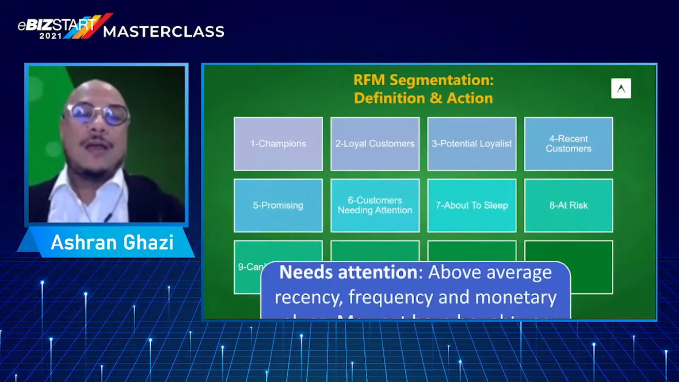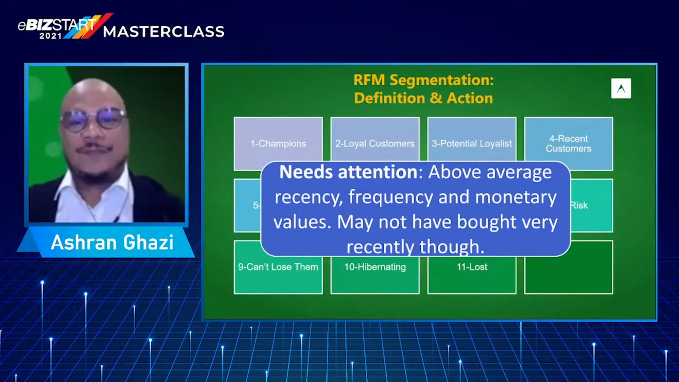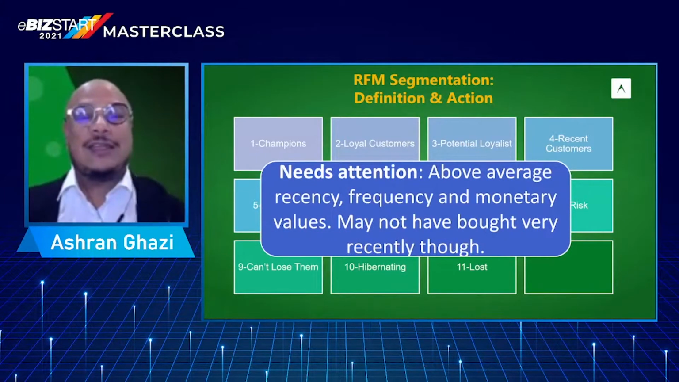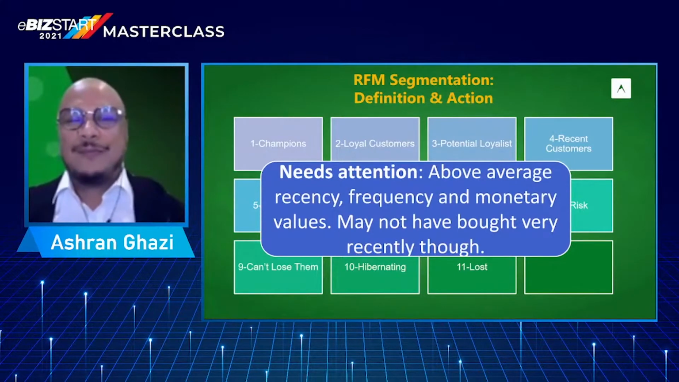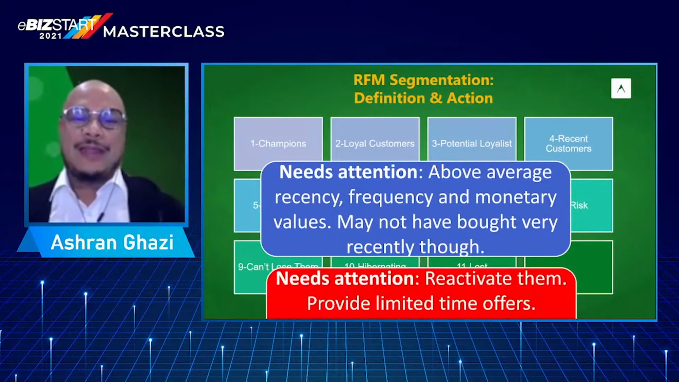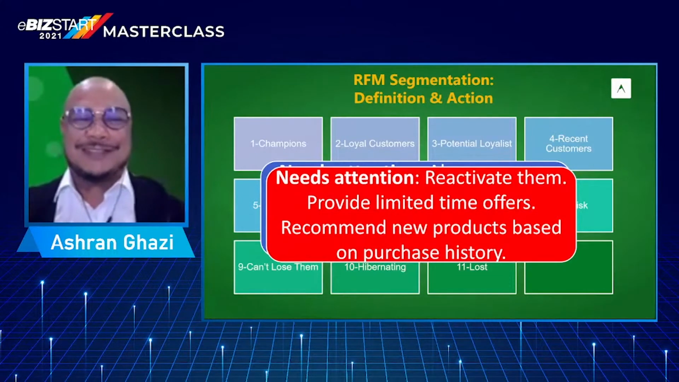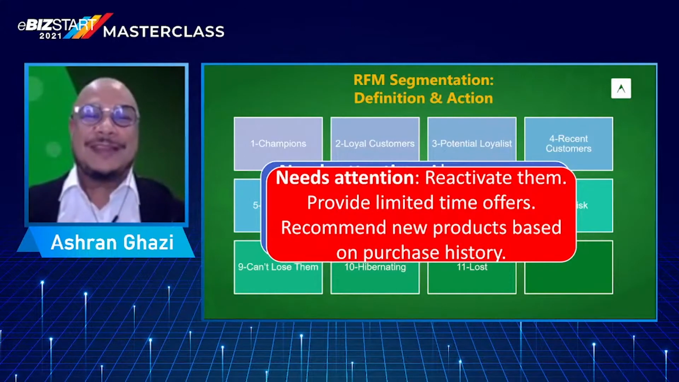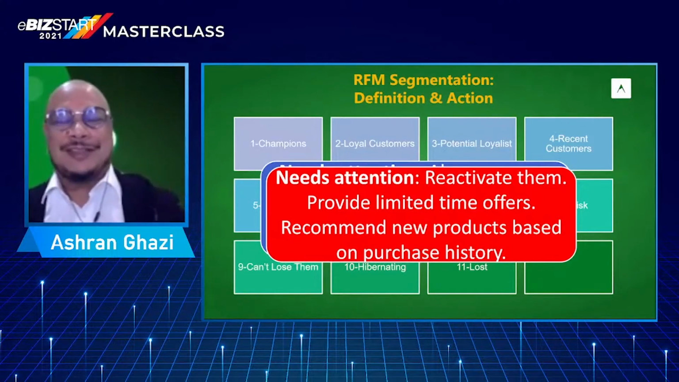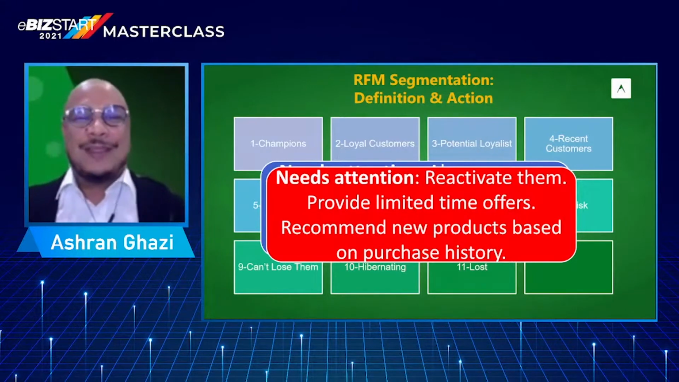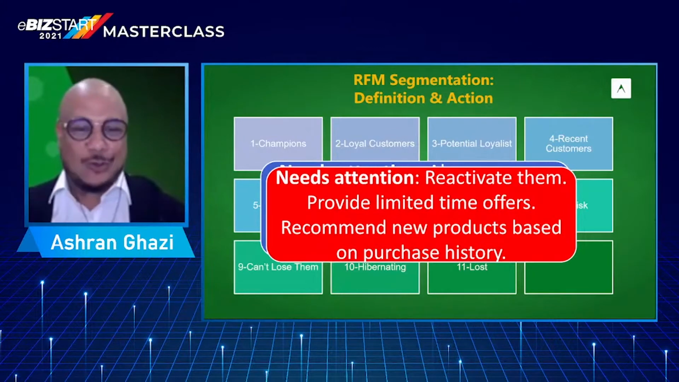Next, needs attention: above average recency and frequency. So they're somewhere in between, and you've got to look at ways to reactivate them. Sometimes this can be that middle child syndrome in the family, right? Attention is given to the youngest one, and earlier on to the eldest one, but the middle one is forgotten. You don't want to lose out on these guys also.